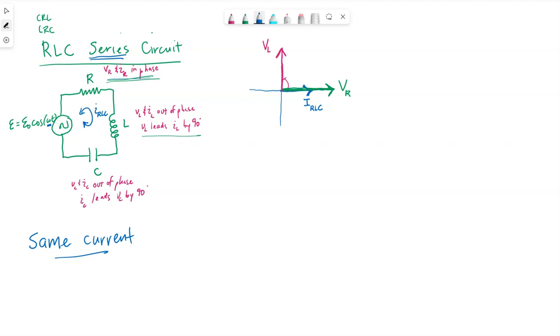Now I need to also draw the phasor representing my capacitor. With the capacitor, the current leads the voltage by 90 degrees. That means I need to go back 90 degrees and draw the phasor representing the voltage drop across the capacitor. Now, whether VL or VC is bigger depends upon the circuit. That depends upon the rate at which the source voltage is oscillating. Let me draw one of them a little bit bigger so that it's obvious.